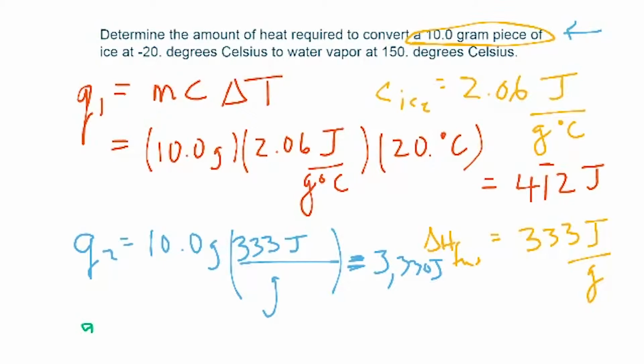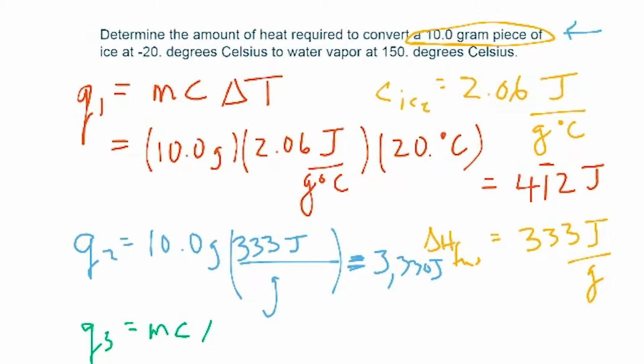Moving on to the third amount of heat that we need. We've already warmed the ice, we've melted the ice. Now we need to change the temperature of the water. So again, when we are looking at a problem involving a temperature change, we do a plug and chug.